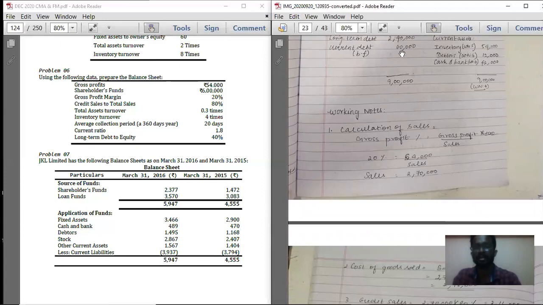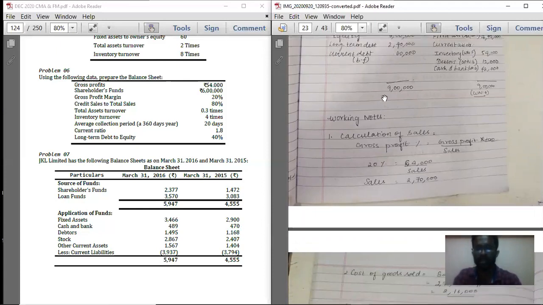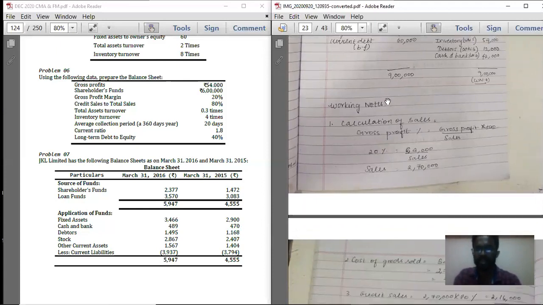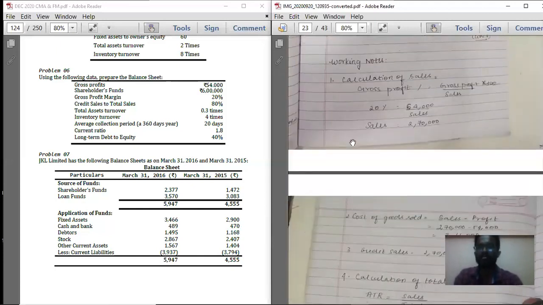So below that, leave below the long term debt, leave 7 lines gap. Working notes. Below that point number 1, calculation of sales.